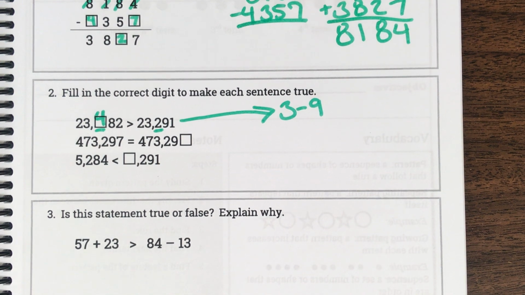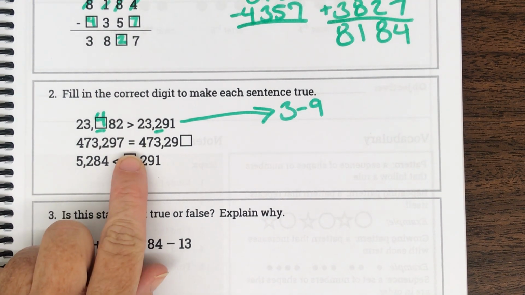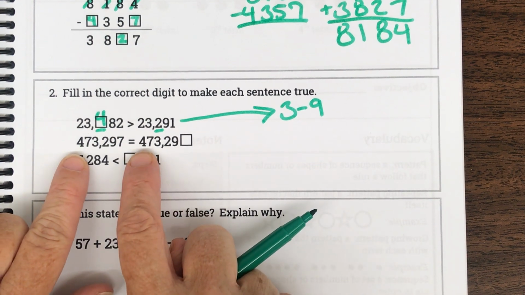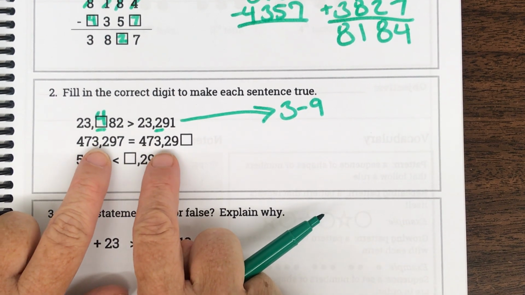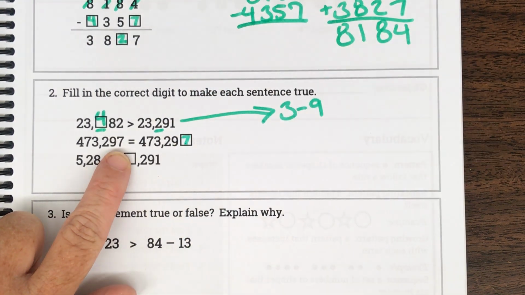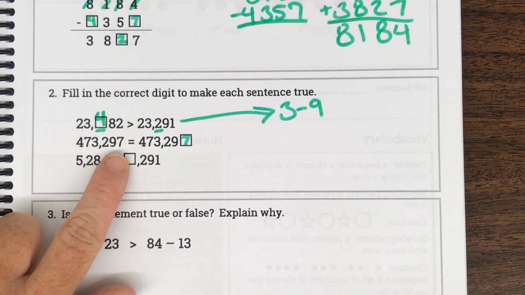Okay, let's look at my next one. I notice an equal sign. And I notice that they're both 6 digits, so I have 4, 7, 3, 2, 9, and this must be a 7. That's the only choice you could have for that one.